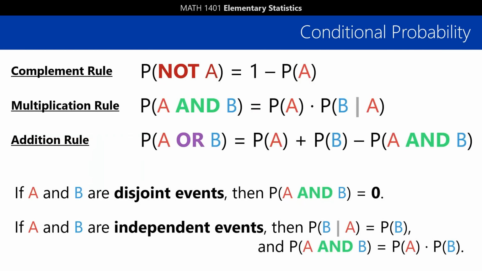So all in all, here's a summary of how we calculate probabilities. These tell us everything we need to know about how to combine different events, using the complement rule to find the probability that something doesn't happen, and then using the multiplication rule and the addition rule to deal with ands and ors, respectively. And finally, we have a few simplifications that we can make when we know that two events are disjoint or when we know they're independent.